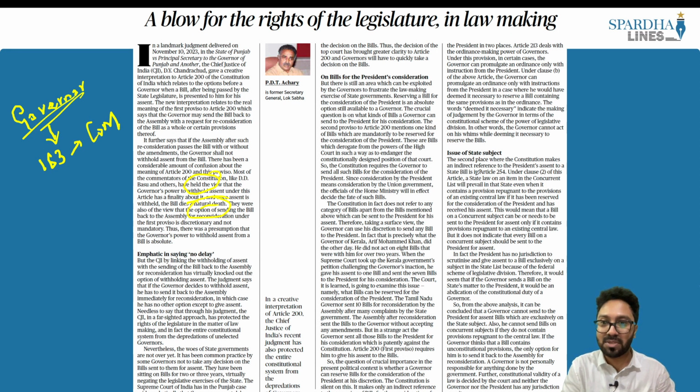Then the second place where the constitution makes an indirect reference to the president's assent to a state bill is Article 254 of the Indian Constitution. Under clause 2 of the article, a state law on an item in the concurrent list will prevail in the state even when it is repugnant to the provisions of an existing central law.